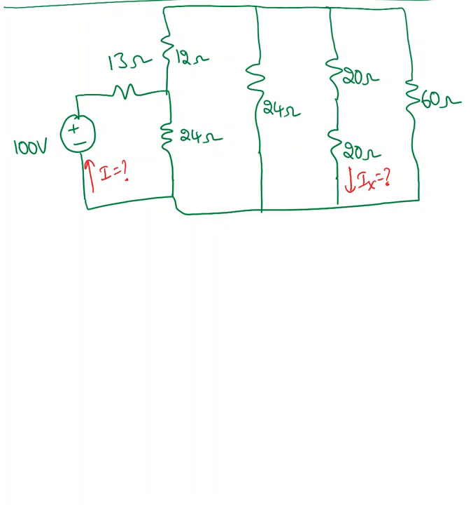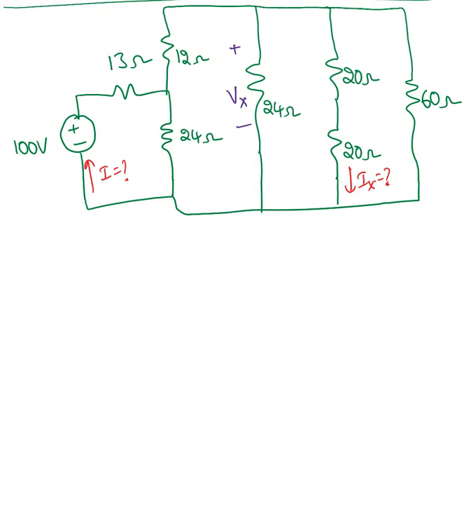Here is the next example. In this example, he's asking about the total current supplied by the source as well as the current passing through this 20 ohm resistor. I will ask one more thing: also find the voltage across this, Vx. Okay, so here he's asking us three quantities: I, Vx and Ix.